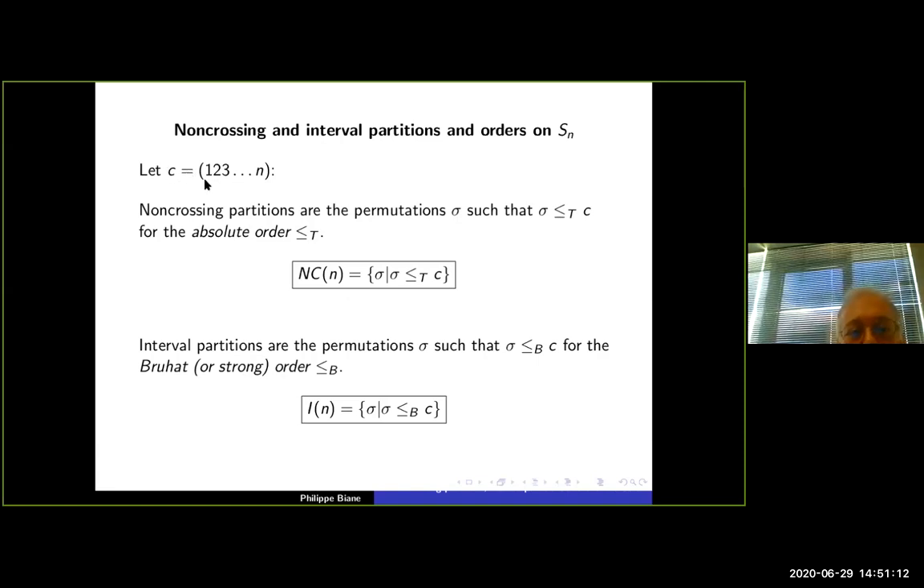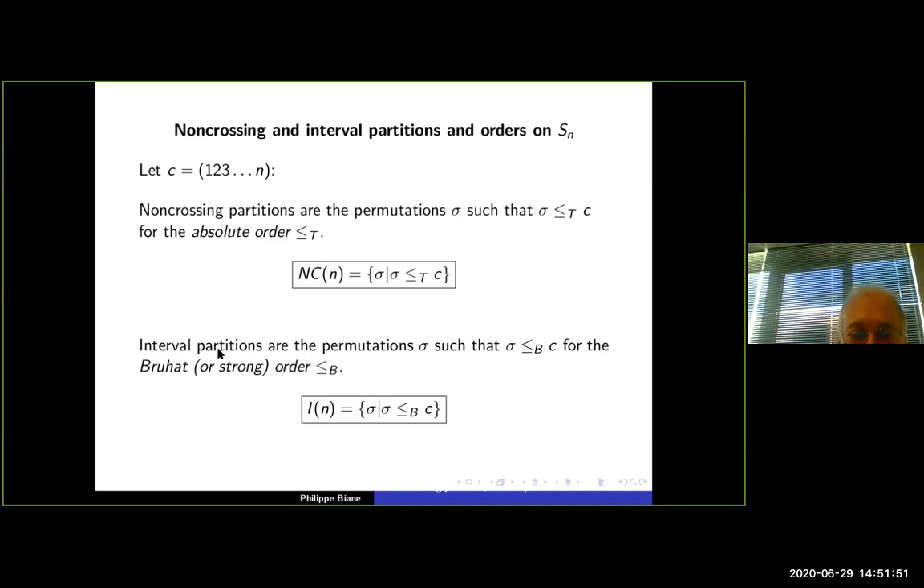Let's see the full cycle c = (1, 2, 3, ..., n), the cyclic permutation which permutes 1, 2, 3, ..., n in this order. My claim is that the non-crossing partitions are the permutations sigma such that sigma is smaller than c in the absolute order, which I'm going to define now. So NC of n can be realized as the set of permutations which are smaller than c in the absolute order. Moreover, this order coincides with the natural order on the set of non-crossing partitions, the inverse refinement order.